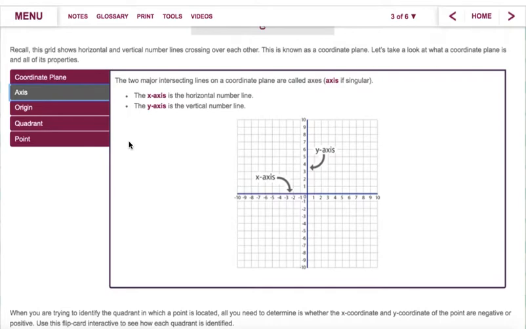The two major intersecting lines on a coordinate plane are called axes, axis if singular. The x-axis is the horizontal number line. Okay, so that is this guy right here. So you can see that they have it labeled. So this is the x-axis. The y-axis is the vertical number line.